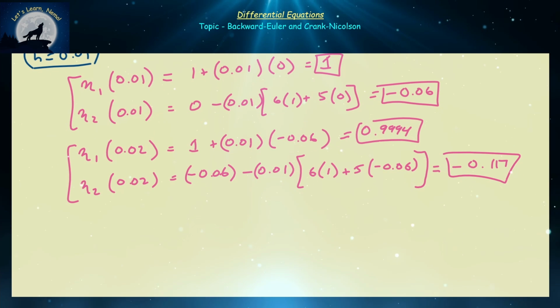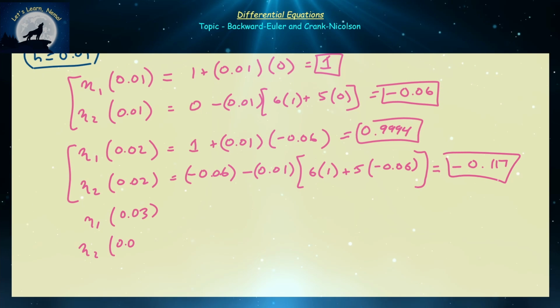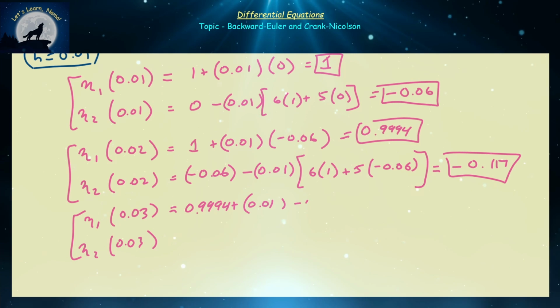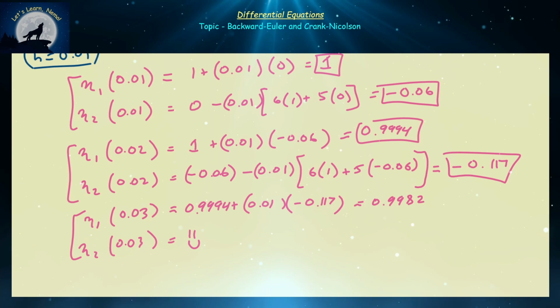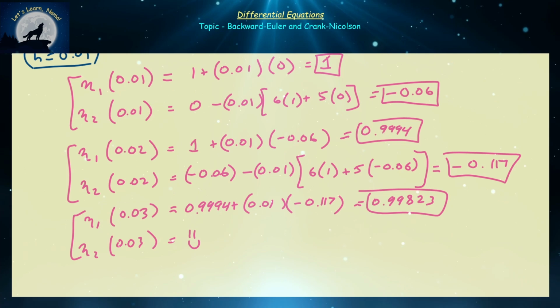Right? And the next value, let's do eta 1 of 0.03 and eta 2 of 0.03 as well. So eta 1 of 0.03 will be approximately equal to 0.9994 plus 0.01 times negative 0.117. And the last value we actually don't need unless you want to go up to 0.04, so I'll leave that value there. And this value for eta 1 of 0.03 will be approximately 0.99823. So that's going to be our first 3 numerical approximations.